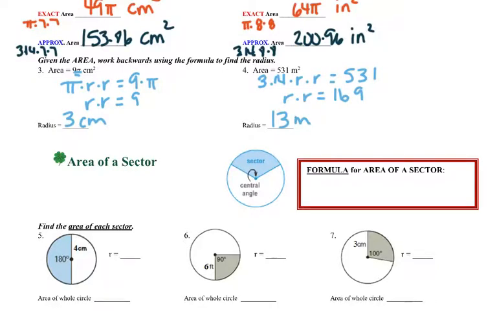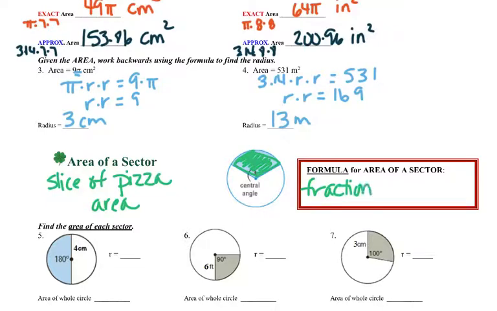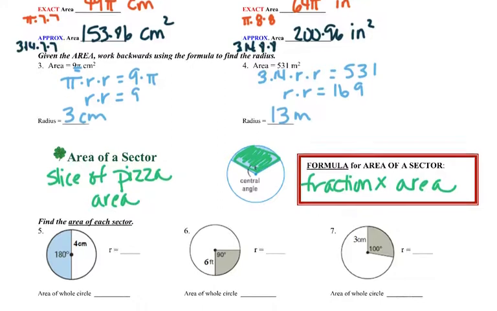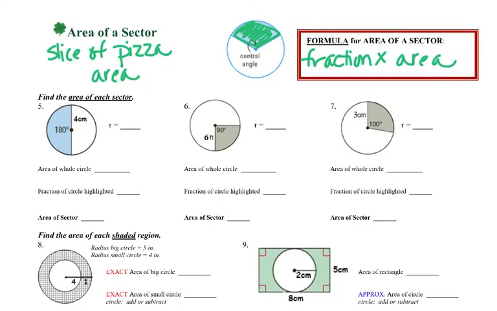Last piece, area of a sector. This is our slice of pizza. It's the area of the slice of pizza, or a piece of the circle. A sector is just a section, a piece of the circle. A piece of it is always a fraction. So we're going to take whatever fraction is represented and multiply it by the area.